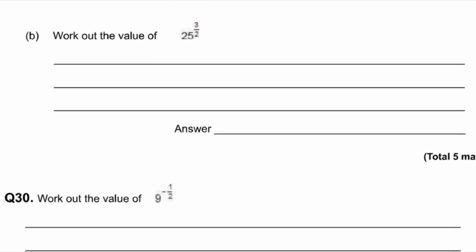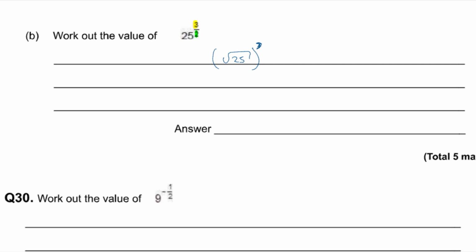Part B says work out the value of 25 to the power of 3 over 2. So I've got a kind of fractional index here. I've got a numerator and I've got a denominator. Now you can treat these as two separate processes. So I'm going to do the denominator first, denominator of 2. That means the square root of 25. So what I'm going to get is the square root of 25 cubed, because I haven't dealt with the 3 part yet, the numerator, so just leave that there.